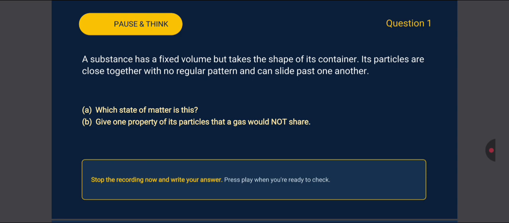That's part A. Part B. Give one property of its particles that a gas would not share. So now you can stop the recording and write your answer. Press play when you are ready to check.